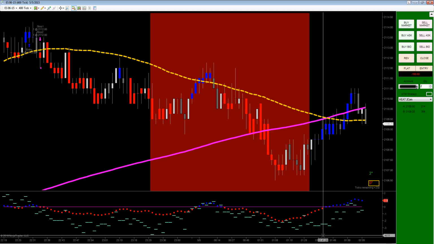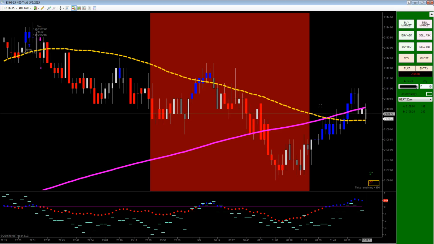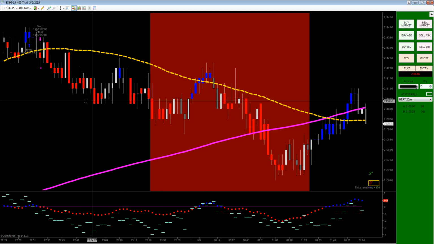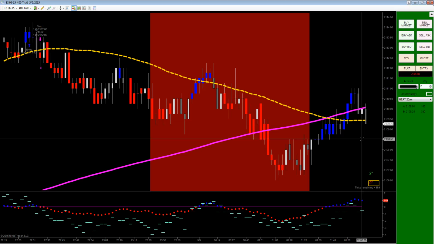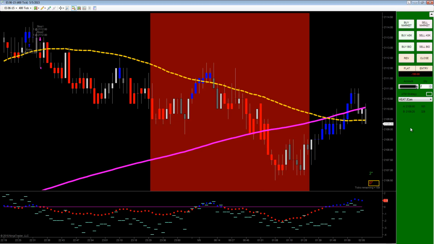The Panda Heat is good because it does keep us out of choppy markets or non-directional markets, and that's exactly the case here, because price hasn't done much for the past few hours. So if there's a trade, I will definitely record it.